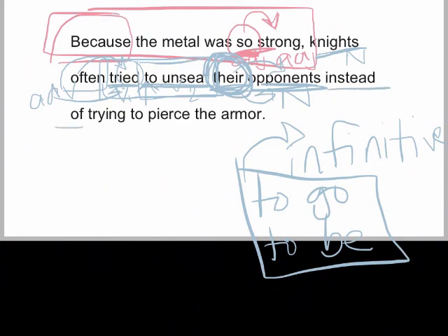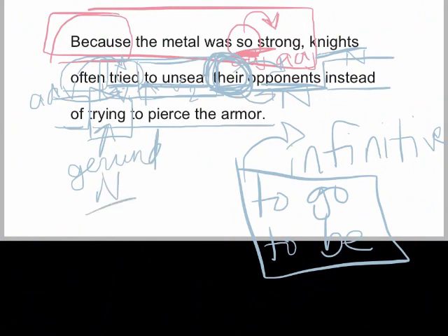Instead of trying to pierce the armor. Instead of is going to work as a prepositional phrase, trying to pierce the armor. Trying is not a verb in this case, it's a gerund. The gerund functions as a noun. To pierce, and then the armor. Again, you've got an article here, which signals a noun at the end of your prepositional phrase.